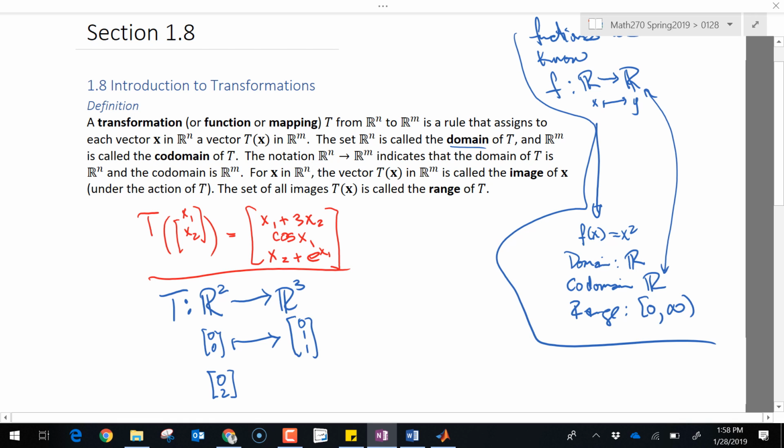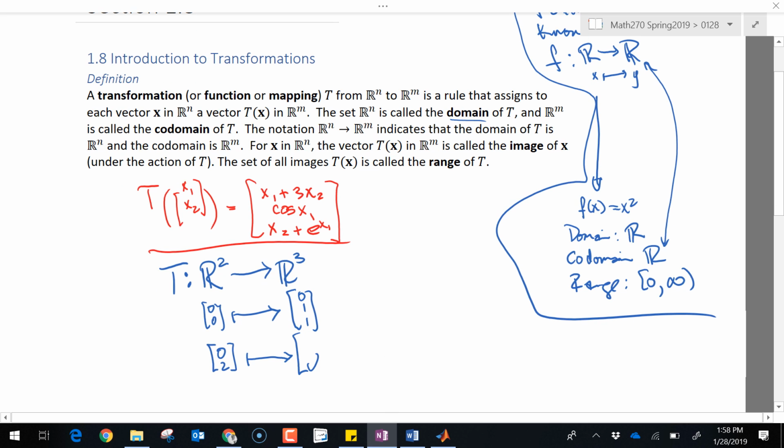Okay? So another example, maybe if we take 0, 2. Where does this go to? What is it? 6, 1, and 3, right? So those are some examples.